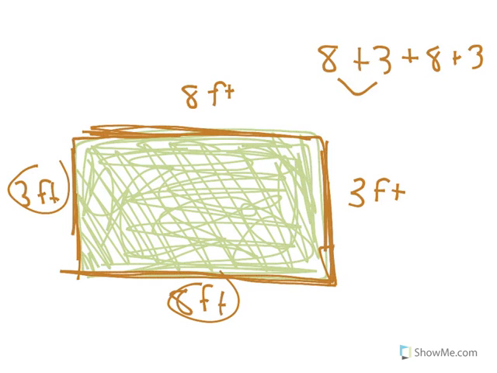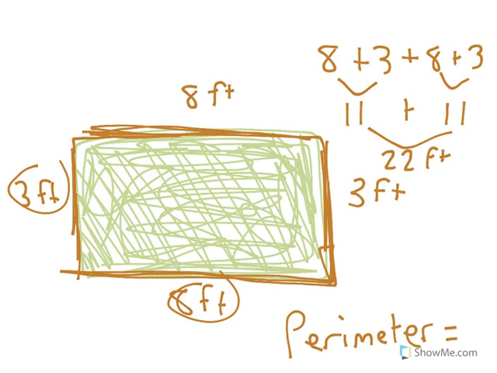So we know that 8 plus 3 is 11. 8 plus 3 is 11. So I know that 11 plus 11 is going to equal 22 feet. So I can say that the perimeter is 22 feet.